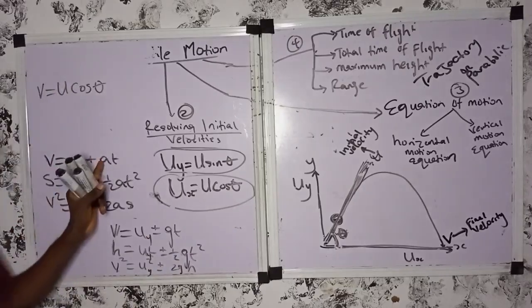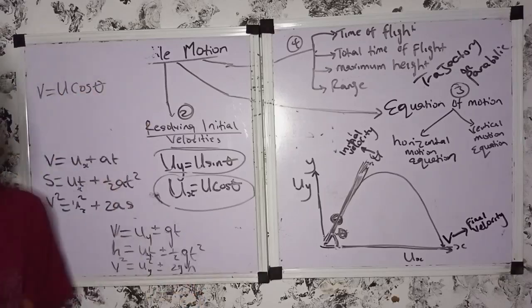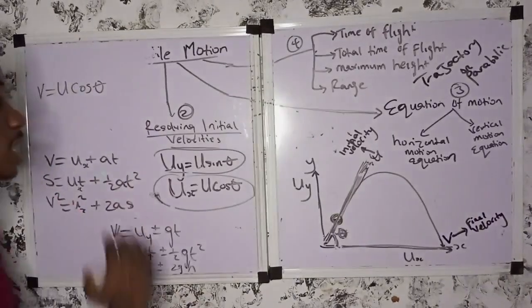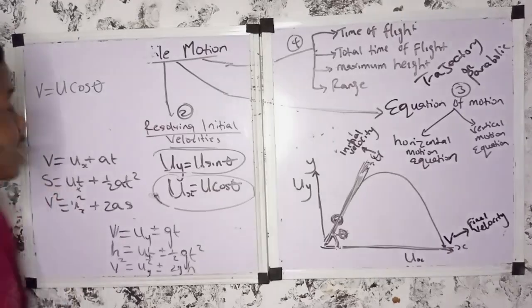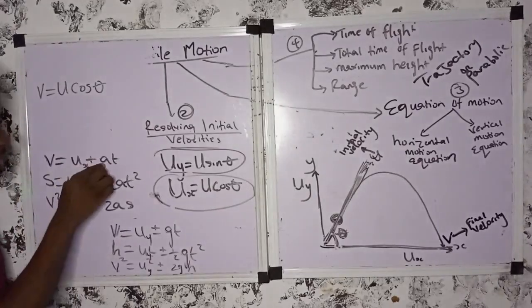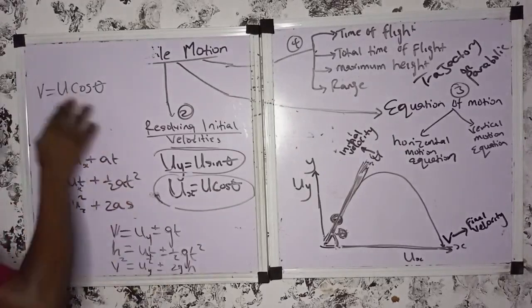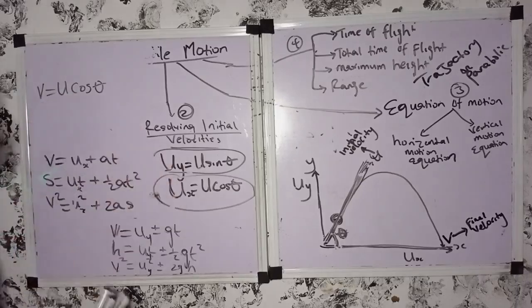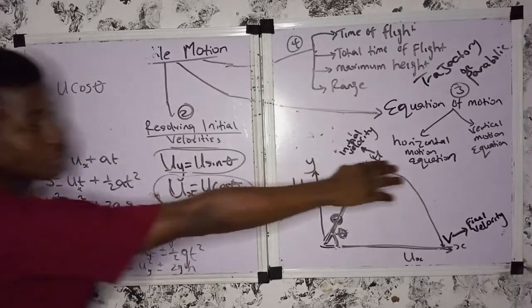So now v is u cos theta, right? Should I put plus at? No. Remember, horizontal motion does not have acceleration. I told you guys that horizontal motion does not have acceleration in projectile. Since acceleration is zero, 0 times t gives us 0, so we'll be left with this part. Velocity is equal to u cos theta. That is under the horizontal motion equation, right?